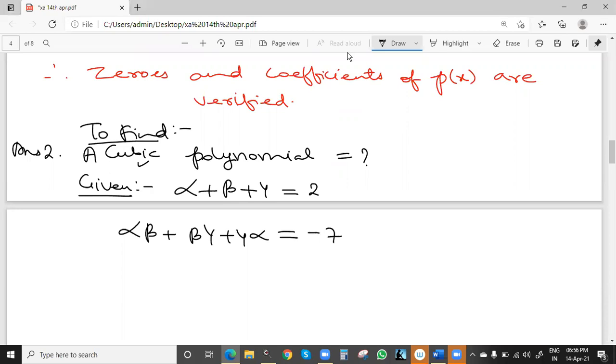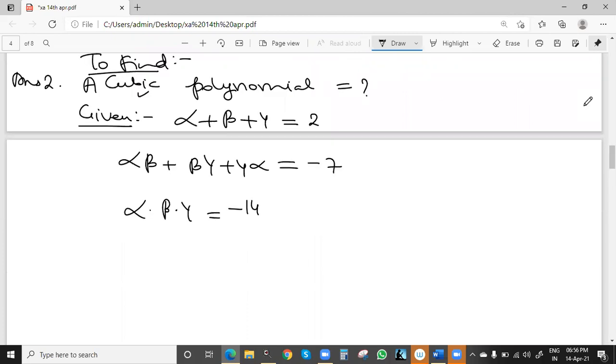They have given: the sum of the zeros is alpha plus beta plus gamma equal to 2, and the sum of the product of two zeros, or the sum of the product of the two roots, alpha beta plus beta gamma plus gamma alpha, equal to -7. And the last one is the product of the zeros, alpha beta gamma equal to -14.